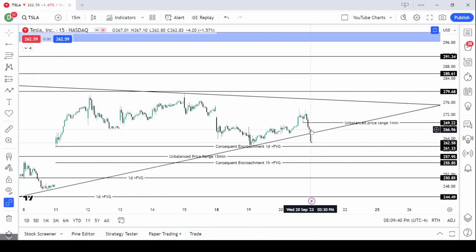But I think that regardless, we're heading lower to take out the unbalanced price range, the consequent encroachment, potentially trading back into this fair value gap. Whether we go lower than that or not, I'm not really sure. We'll see when we get there. But I do think we might end up back here. There was a lot of chop and consolidation in this range. It'd be likely that it'd come back into that range, fill this gap here, and then make a decision whether price wanted to head higher or lower.